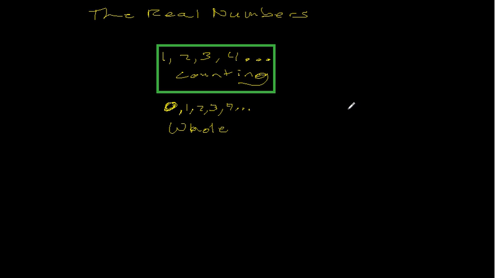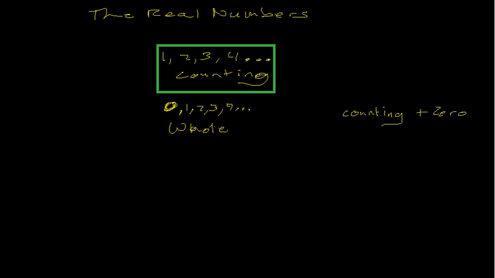So what I'm really doing, I'll just write it to the side real quick, taking my counting numbers and adding 0. These become my whole numbers, Grayson. Let's box this one up now.